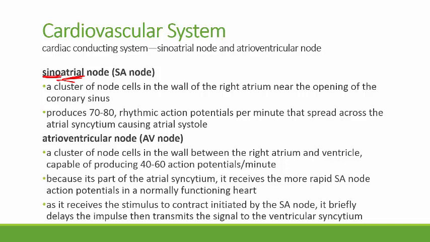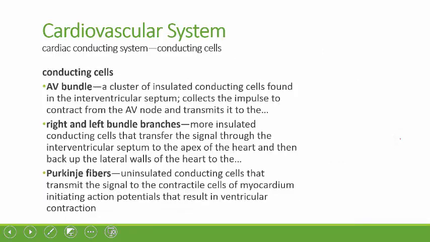It just hangs on to that signal to contract very briefly, delays it, and then it transmits the signal across the firewall, across the connective tissue that insulates the atria from the ventricles, and delivers it now down to the conducting cells that pass through the ventricles. Okay, so we've got two nodes, and then we have the conducting cells.